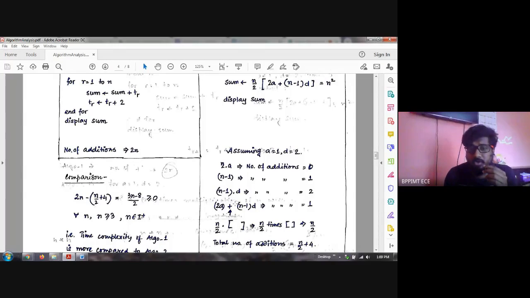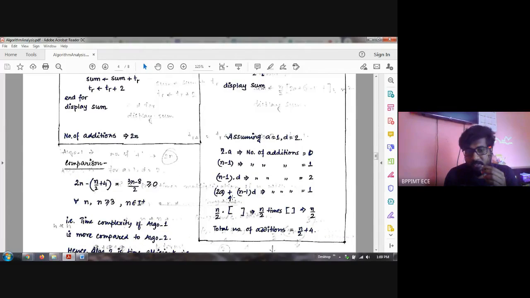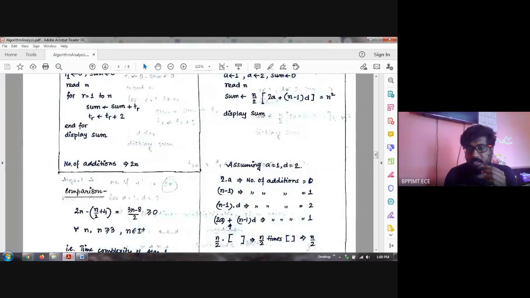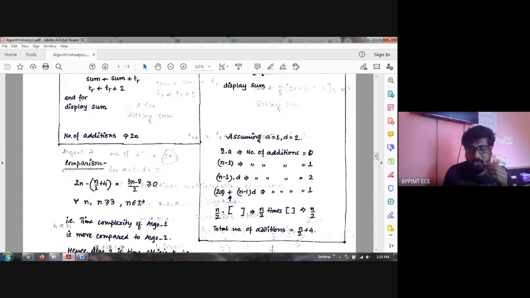See, we are doing a rough estimation, not an exact one. So n minus 1 into d is computed, 2a is computed, and now these two will be added to each other. So 2a plus n minus 1 into d is a single addition, that is, number of additions equal to 1. Up to this, we have computed the square bracket part, and this overall square bracket part has to be multiplied with n by 2. That means the maximum number of additions will be n by 2. Precisely, it may be n by 2 minus 1, but okay, in the order of n by 2.